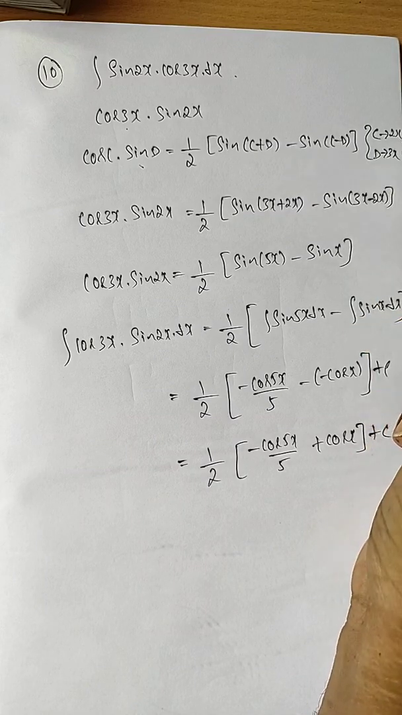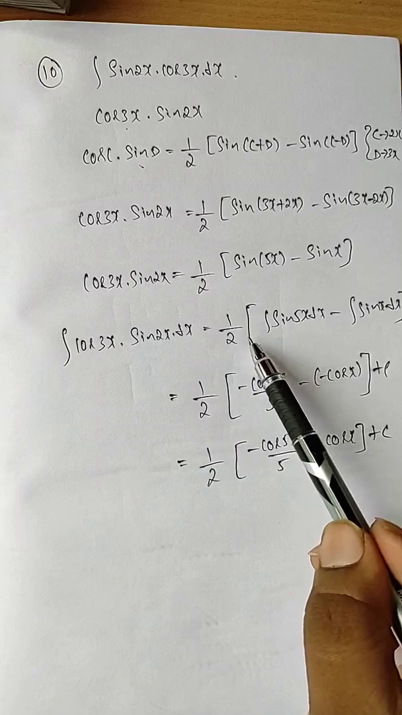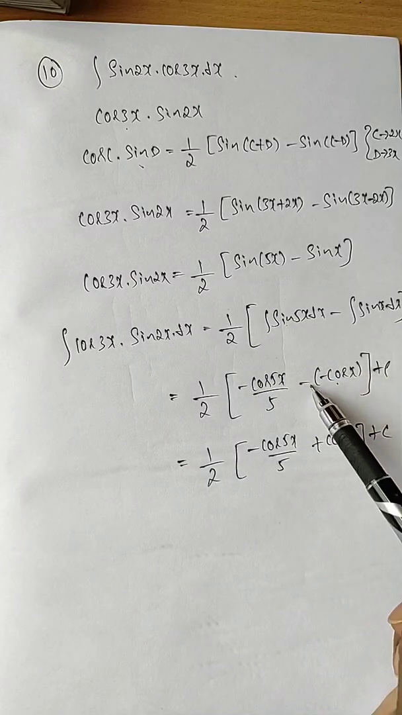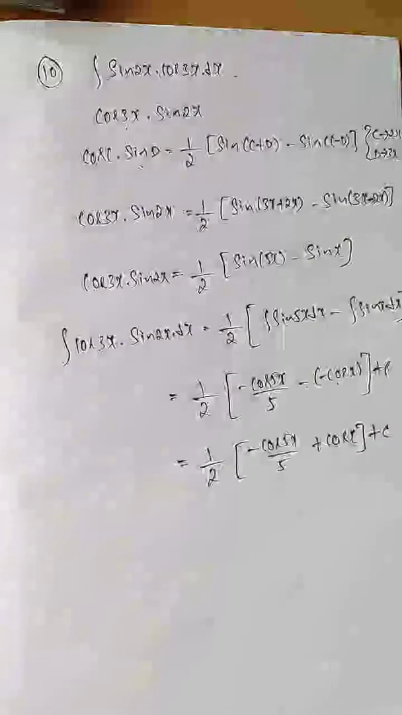So here c is 2x, d is 3x, we have replaced. Now here 1 by 2 is a constant. What is the integration of sin 5x? Minus cos 5x by 5. The integration of sin x is minus cos x. This minus will become plus. This is the final answer. Is it okay? Is it clear?